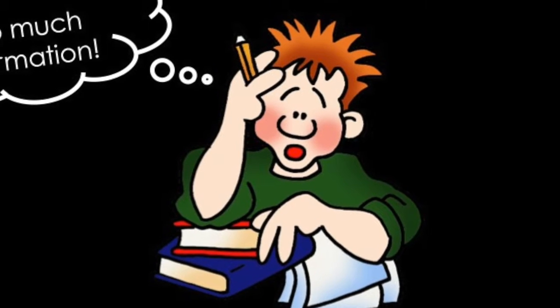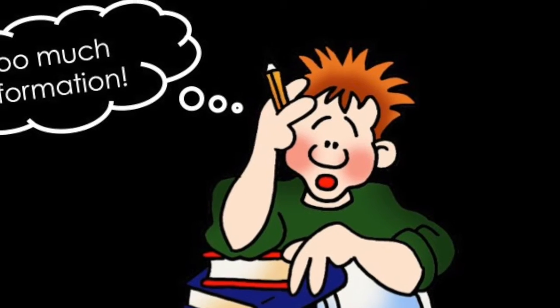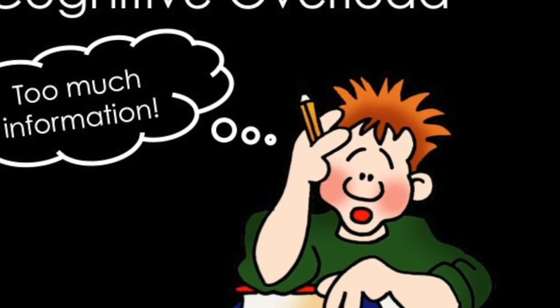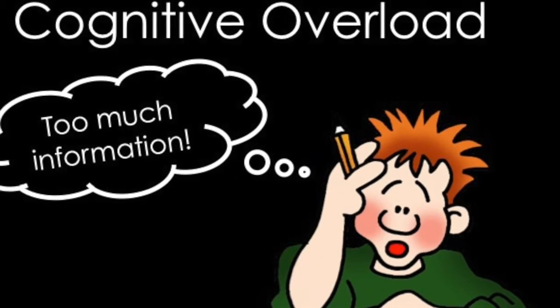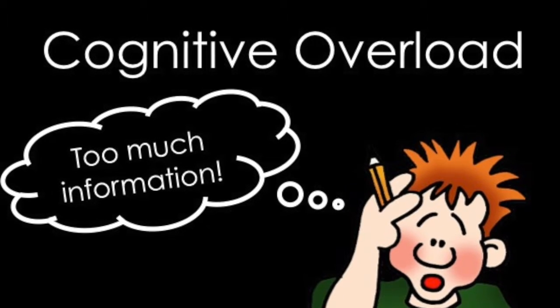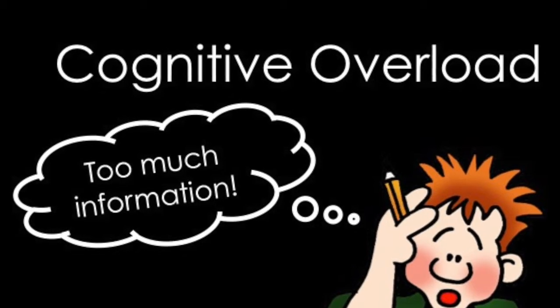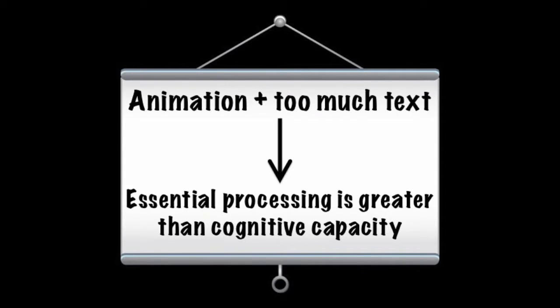Cognitive overload occurs when your cognitive capacity is exceeded by the demands required to process information. Even if the information is meaningful, there can be too much of a good thing. For instance, when an animation is accompanied by a ton of text on screen, a learner's visual channel can become overloaded with essential information. In this situation, the essential processing demands in the visual channel are greater than the learner's cognitive capacity. Here's an example of poor multimedia design.